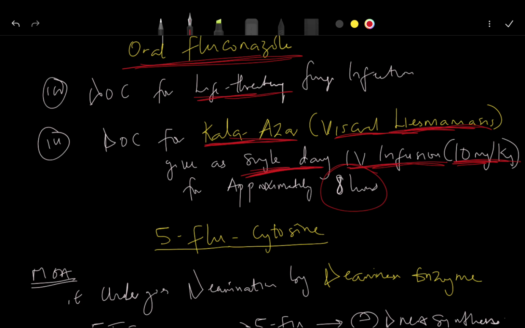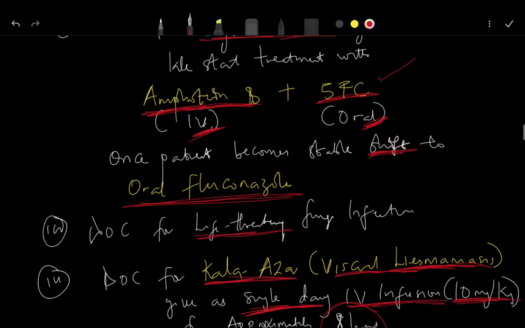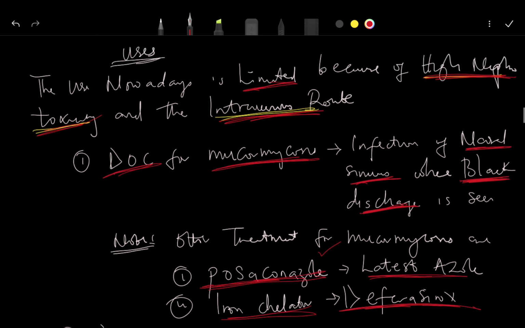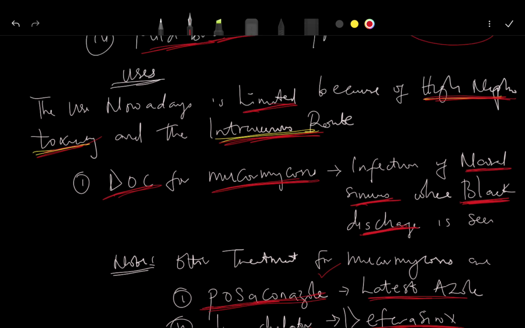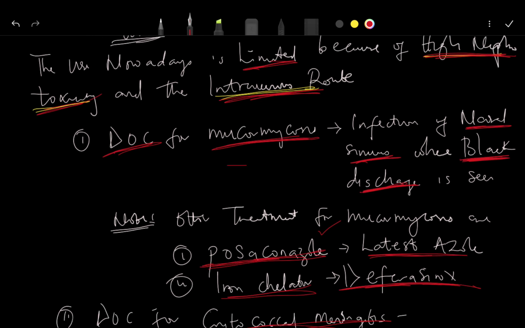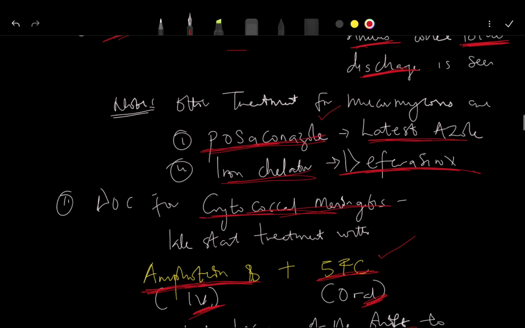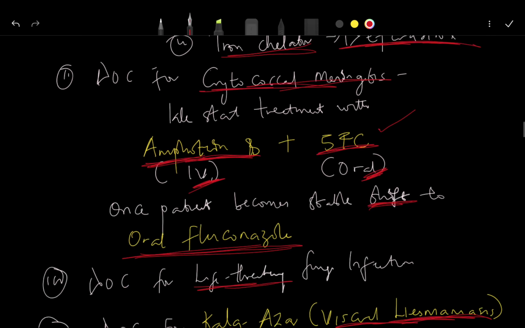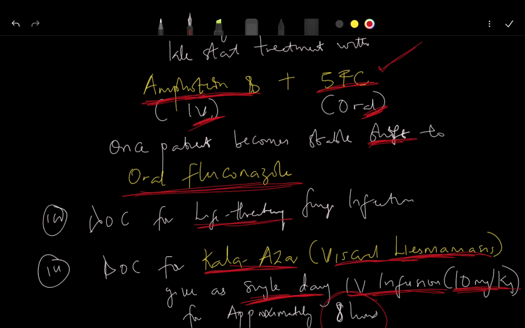amphotericin B uses are now limited to these 4 major uses. Okay, these 4 major uses because of the adverse effect and everything. So the first one, where it is drug of choice, is mucormycosis, but I explained to you that posaconazole can also be used. Okay, then it is the drug of choice for cryptococcal meningitis. Here we combine it with 5-flucytosine given orally. Then once the patient is stable, we switch to fluconazole.